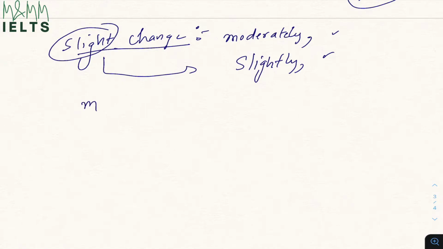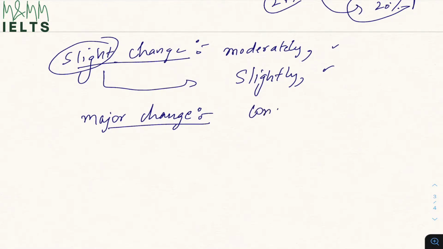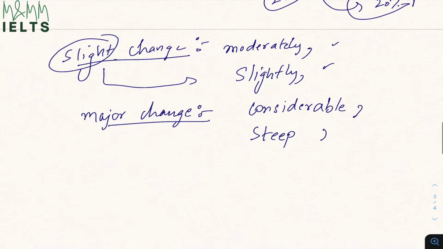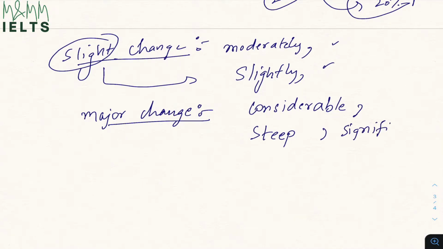If there is a major change, let's say something increased from 20% to 100% or 80%, a big change, then we can use words such as considerable. There was a steep increase in the production of chocolate, there was a significant increase. That will just enhance your marks in the vocabulary portion. Then another word is dramatic. Let's say something increased from 20% to 100% or 20% to 80%. There was a dramatic increase in the production of cotton. All these kinds of words.